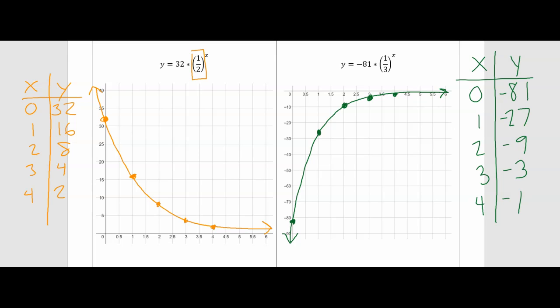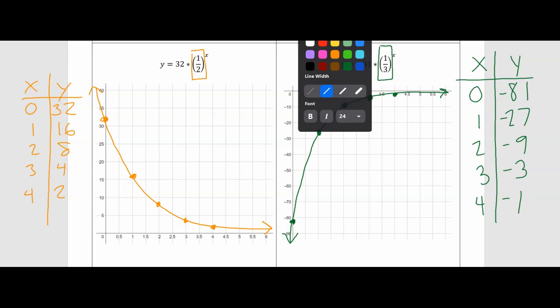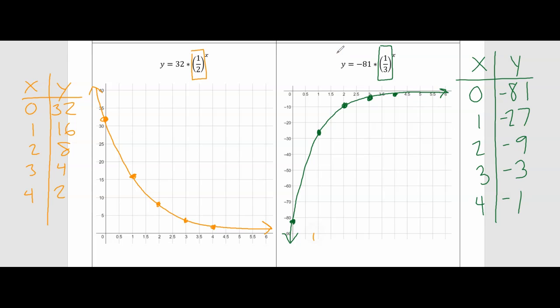my constant ratio is also a fraction, which means my y values, they're not decreasing, but they are still getting closer and closer to 0 each time, right? Our y values, as we move further along the x-axis, my y values are approaching 0.